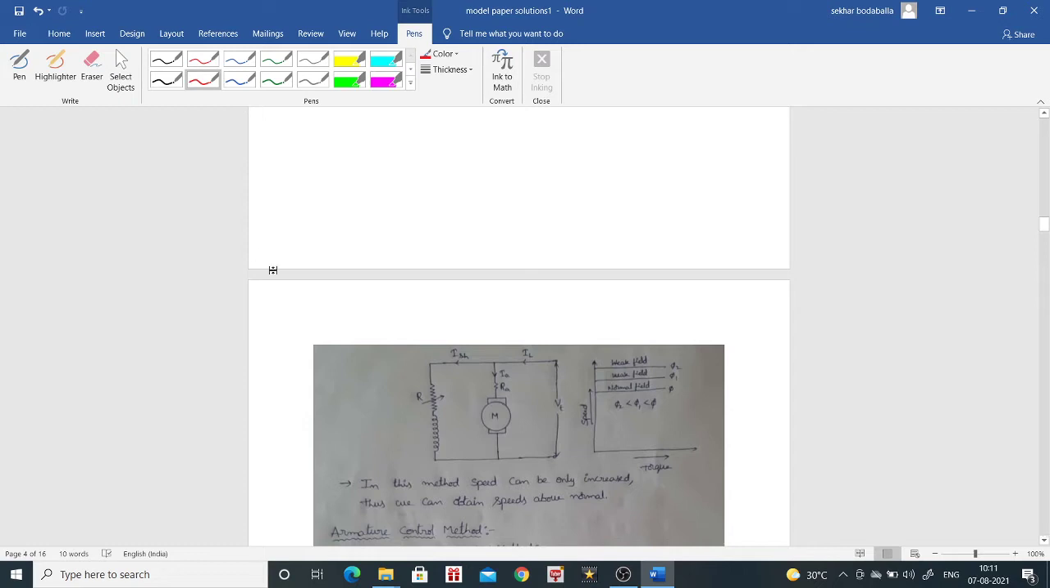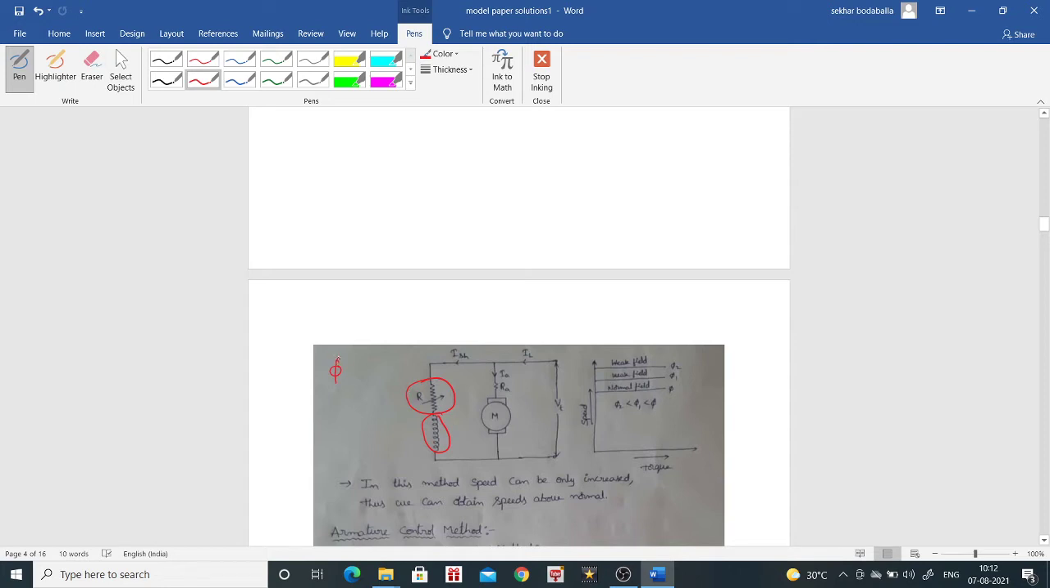See here, this is the DC motor for which we want to control the speed. In this field control method, this is the field winding. If this variable resistance R is not there, then the current flowing through the field winding is constant, that is ISH. As the field current is constant, the flux phi is also constant in a DC shunt machine.